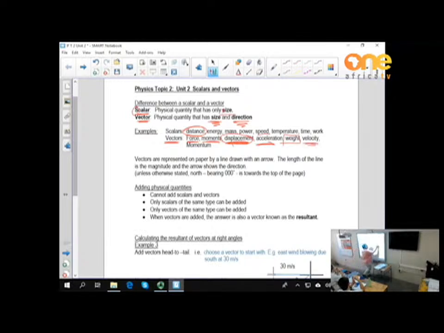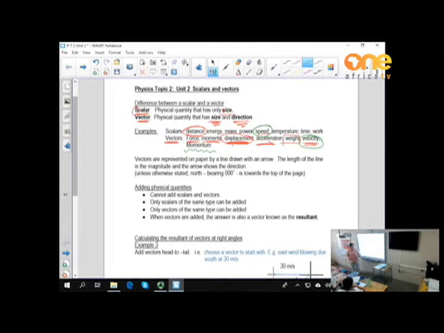Then velocity. Over here we had speed. Now speed and velocity are connected. Speed being the scalar quantity, velocity being the vector quantity. Now we will get back to them as we get there. And the last one you also don't know about, is momentum, and we will be doing momentum as we carry on through the work. All right. So just take note then. Some quantities only have size, others have size and direction.